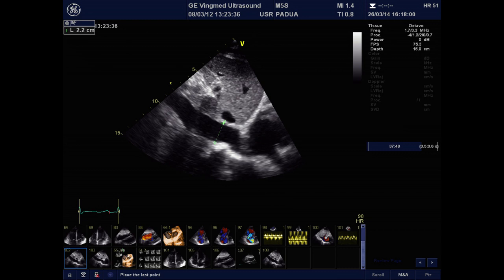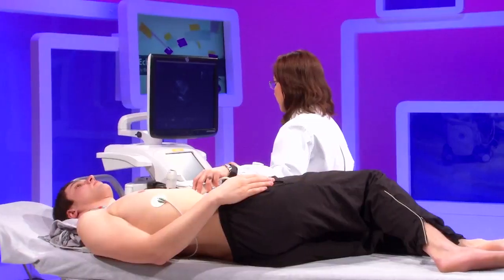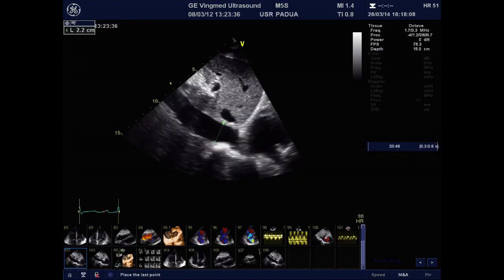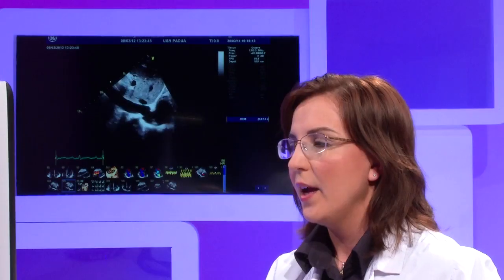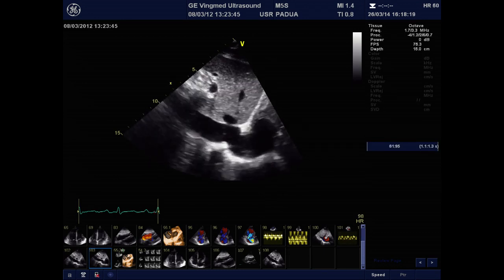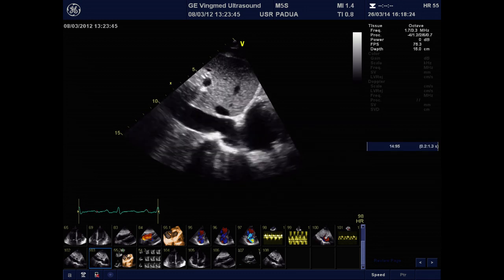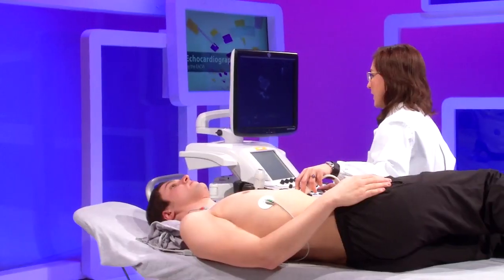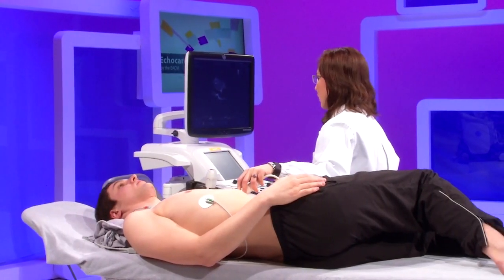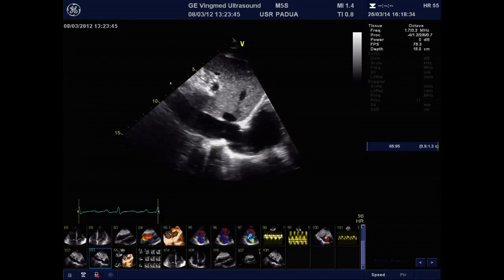And if there is no spontaneous collapse, we can also ask the patient for a sniff test, to take a short breath. So take a short breath in. Okay. And you will see that there is no collapse of the inferior vena cava. In this case, it is indicative of increased pressures in the right atrium, and we may estimate from the size and the lack of collapsibility that the pressure in the right atrium is around 15 millimeters of mercury.